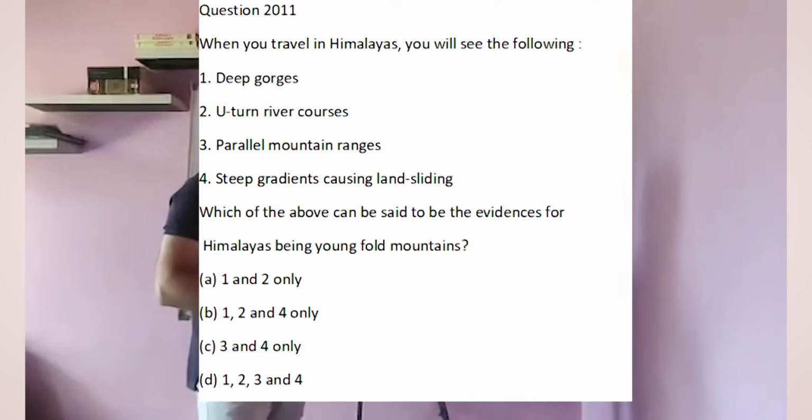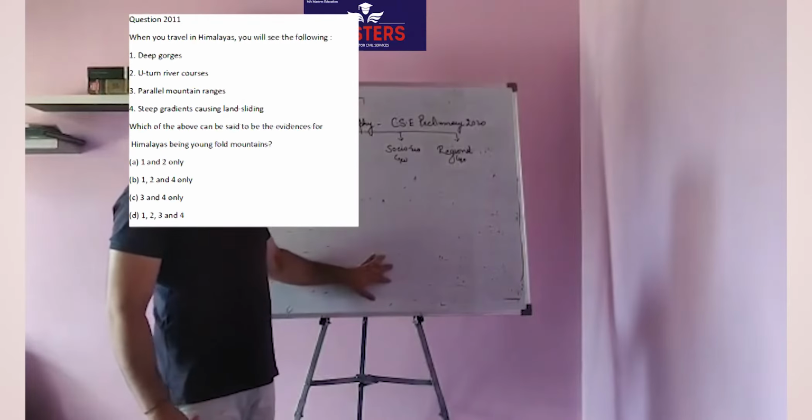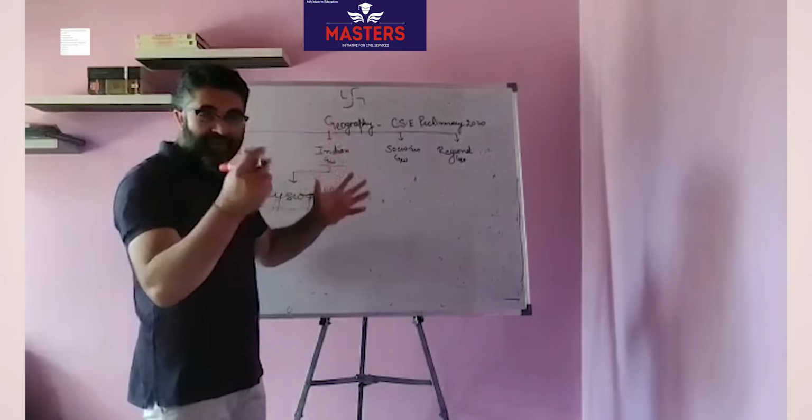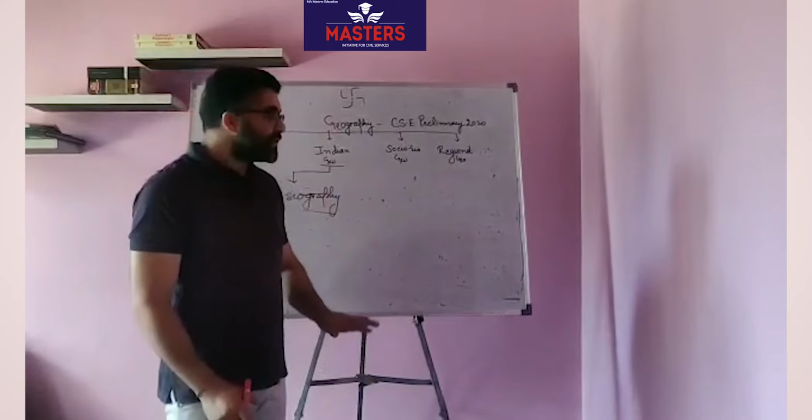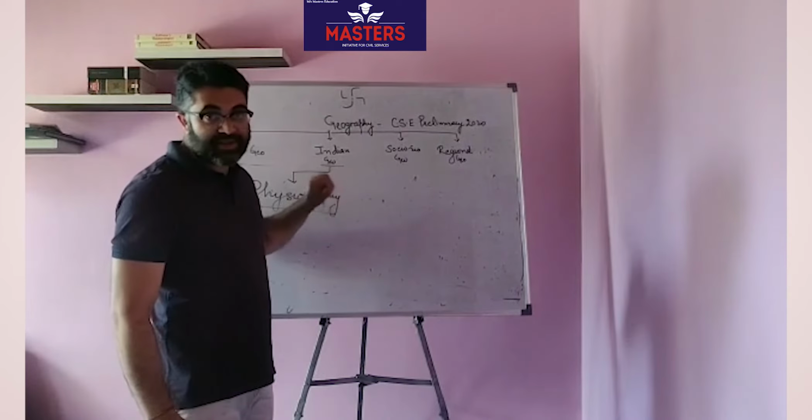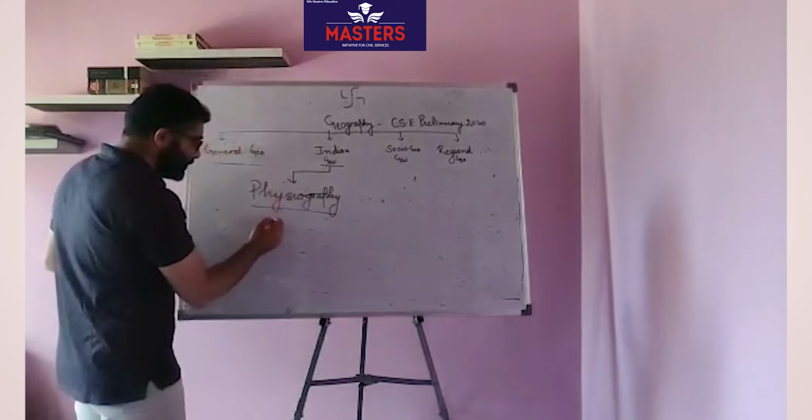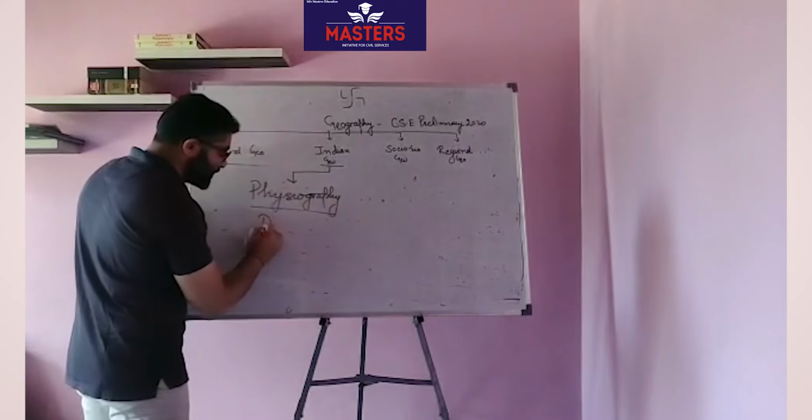Easily understandable. If you're clear with the concepts of geomorphology and the distribution of Himalayas, you know that all of them are correct. So read the physiography in this way. Related to the physiography is the drainage system.